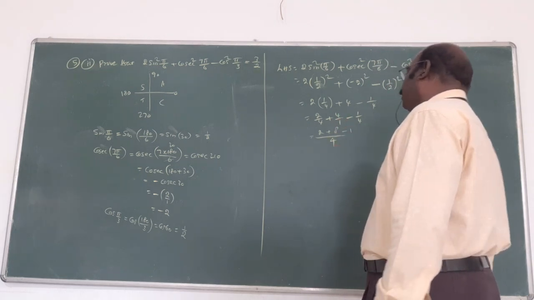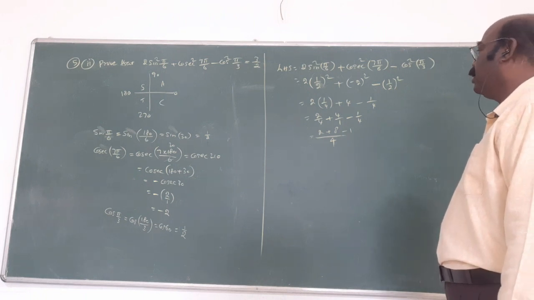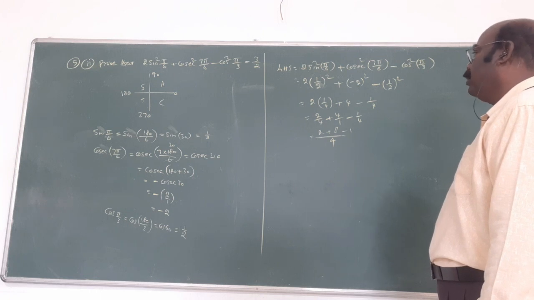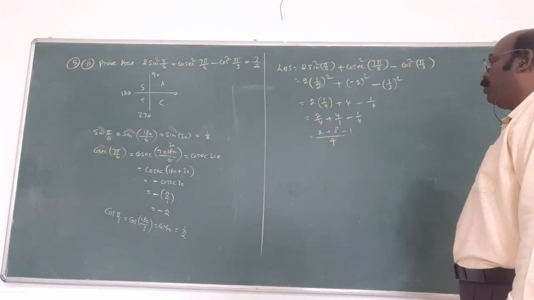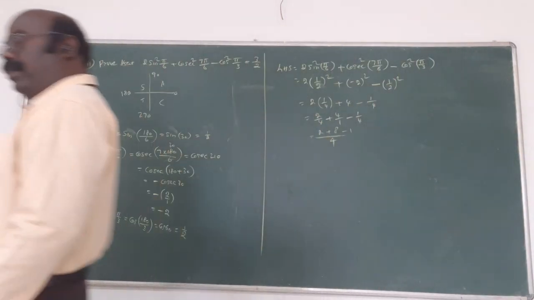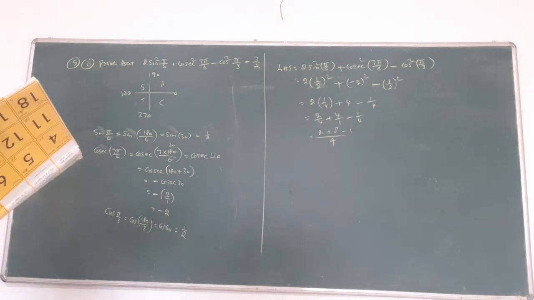2 by 4, 4, 1 by 4. Here the LCM is 4, so 2 plus 16 minus 1 by 4 is coming. What is your answer? The answer is 3 by 2.